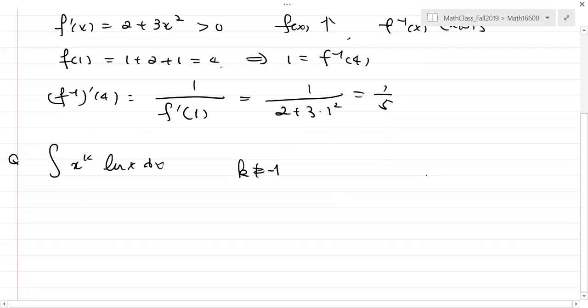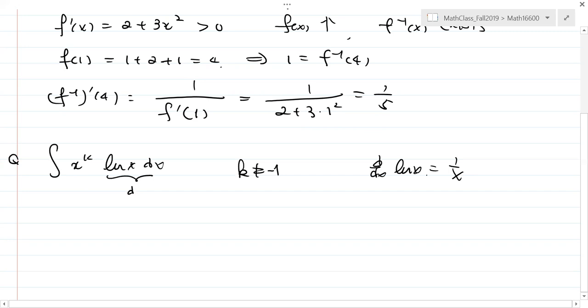It's hard to do with a natural log of x. But if you differentiate, then you can get rid of that, you get 1 over x. Okay, we know that this is the important fact. We can deal with power functions easily, but we cannot deal with natural log of x. So we have to get rid of that. To do that, use integration by parts.